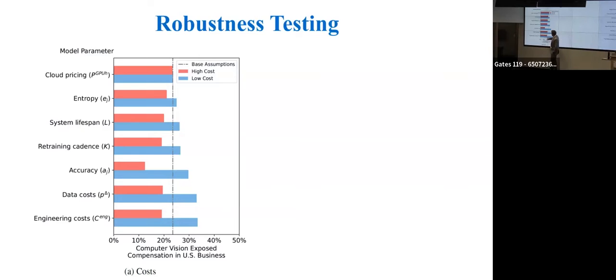You can look at data costs, you can look at engineering costs, and you see in almost all cases we're in this range of like 20 to 30-something percent. So it's a pretty narrow range, that we can have a fair bit of comfort that even if some of our assumptions are a little bit off, it's not going to really change the qualitative answer very much.